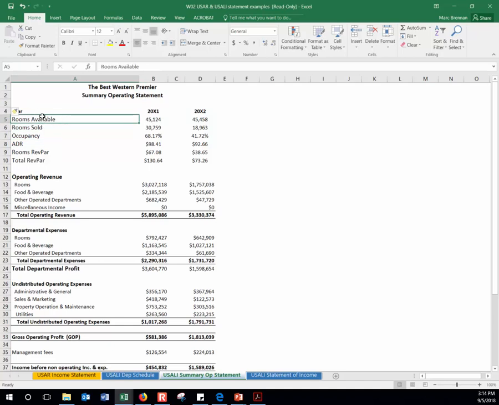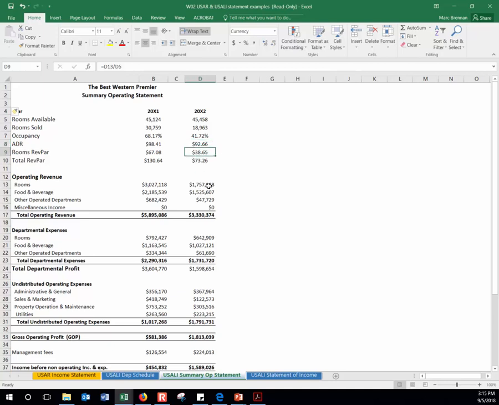What you'll see in a summary operating statement at the top is rooms available first. So how many rooms available for the whole year? That would be the number of rooms available on one day times 365 days for the year. Your rooms sold would be next, followed by your occupancy. So if you have this information, you should be able to discover your occupancy. Your average daily rate would be your average daily rate for the whole year on average.